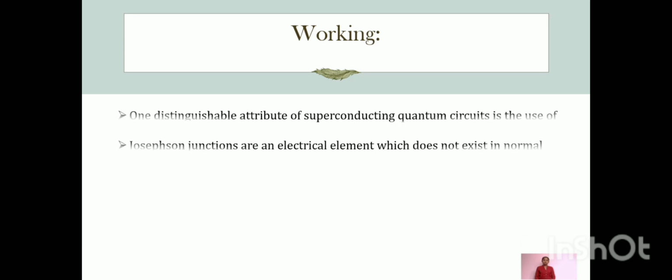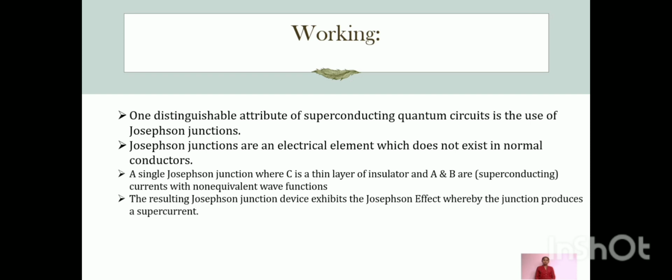Now let's see the working of superconductivity in quantum computing. One distinguishable attribute of superconducting quantum circuits is the use of Josephson junctions. Josephson junctions are an electrical element which does not exist in normal conductors. A single Josephson junction is shown in the diagram at the top of the slide, where C is a thin layer of insulator, and A and B are superconducting currents with non-equivalent wave functions.